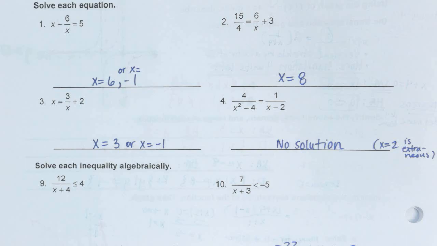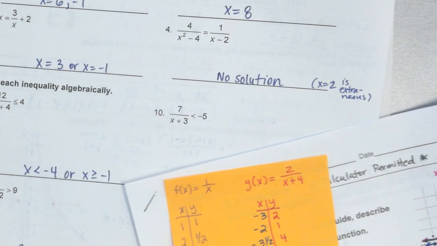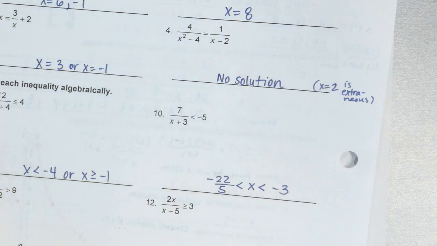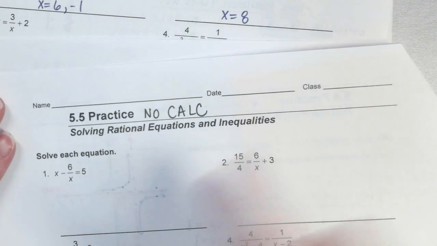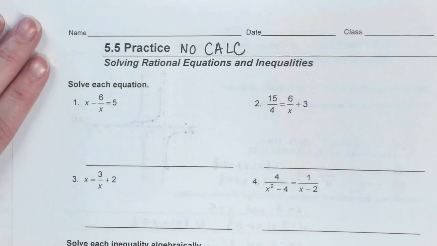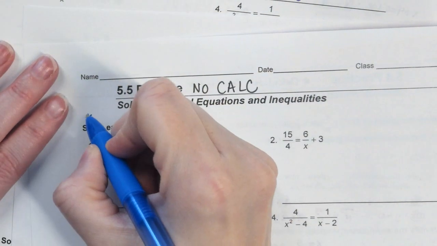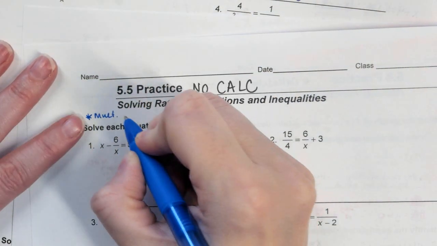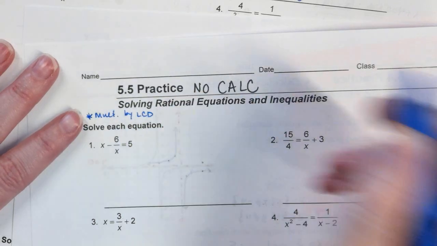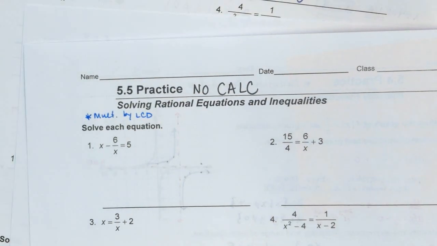So page 2 is all about section 5.5. This is going to be on the no calculator section, okay? So when you're solving each equation, 1 through 4, we are going to multiply by the LCD. Or you could also get the LCD for each one. That would be fine.